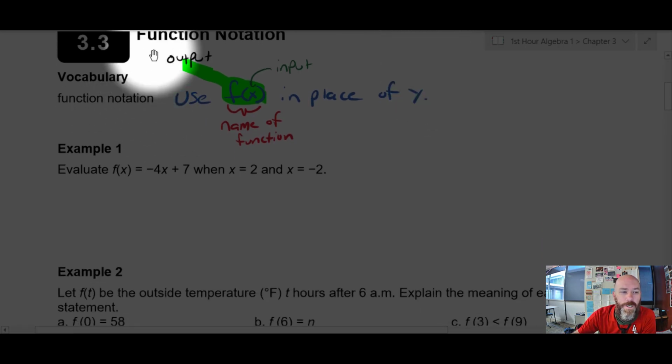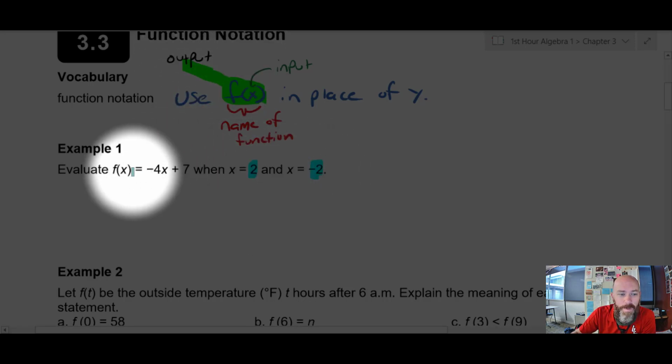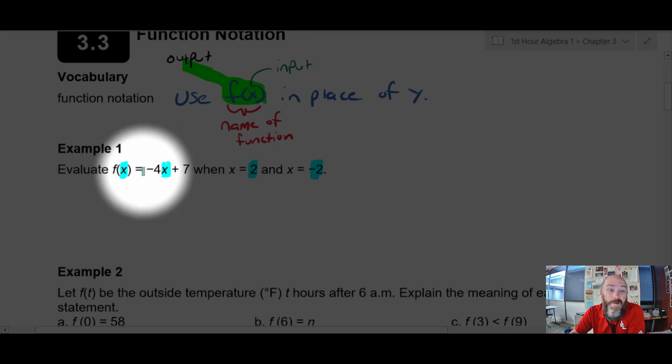It says evaluate the function f of x equals negative 4x plus 7 when x equals 2 and x equals negative 2. So this is wanting you to basically take these x values and plug them in for every x that you see and then see what happens.